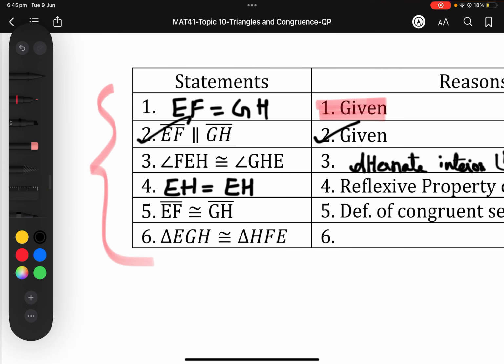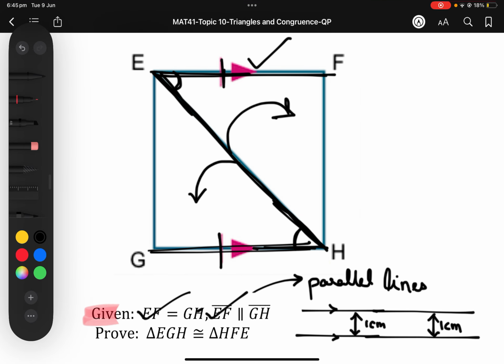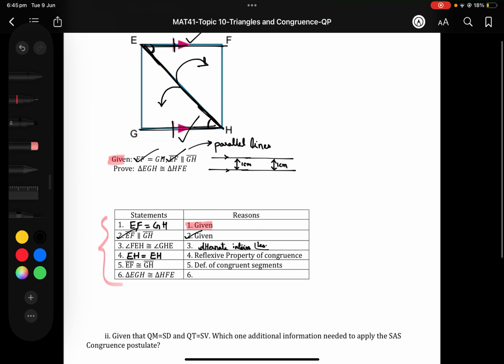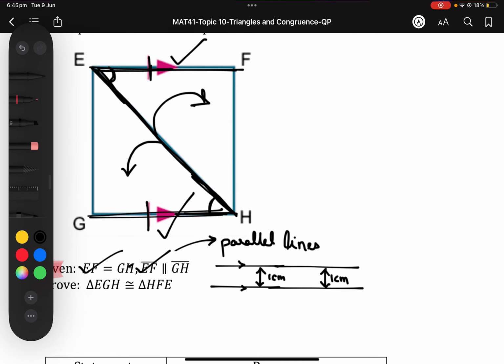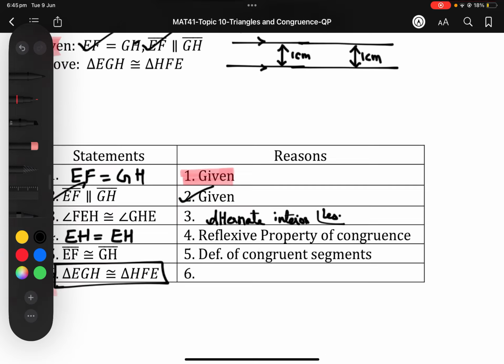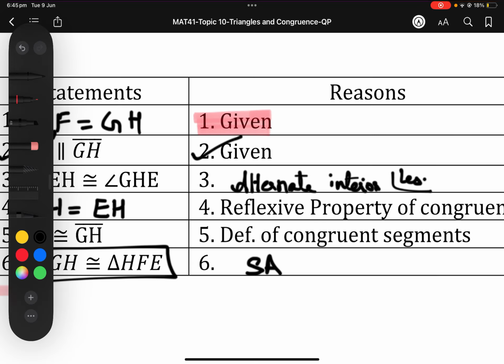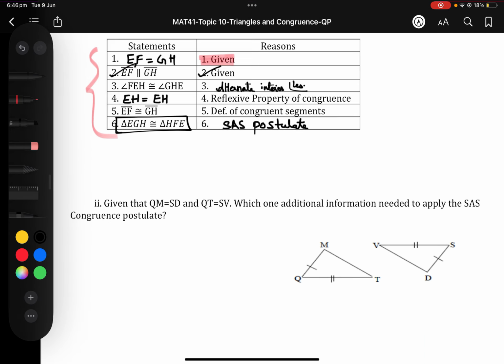Definition of congruent segments. EF is congruent to GH. EF side is congruent to GH side. That is given. Then they are saying that these two triangles are the same. How are they the same? Let's name it. They are the same by one side, one angle, and another side. So by SAS congruency, they are the same. SAS postulate is what you say. Postulate or congruency rule is what you call it.